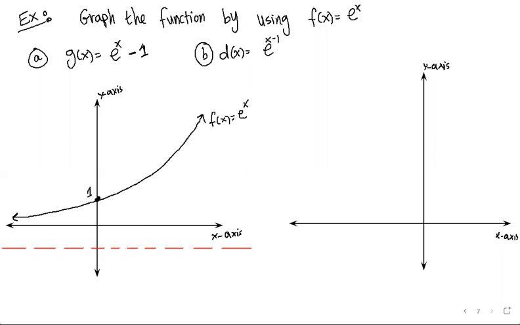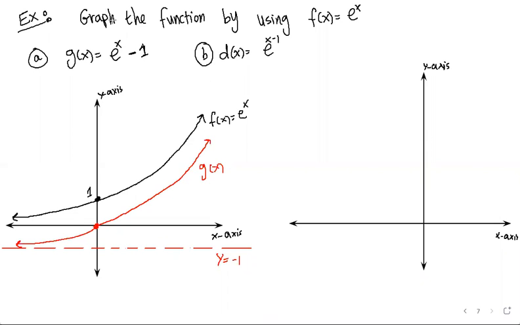So this is y equal minus 1. Now everything shifted down 1 unit, so this 1 becomes 0 here, and the curve will look like this. So this is g of x.